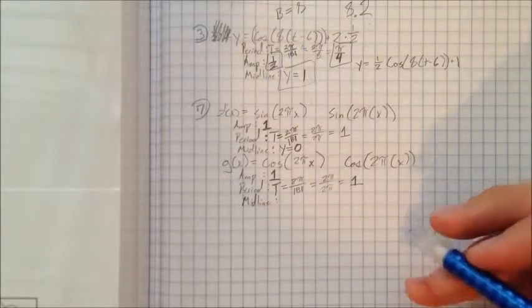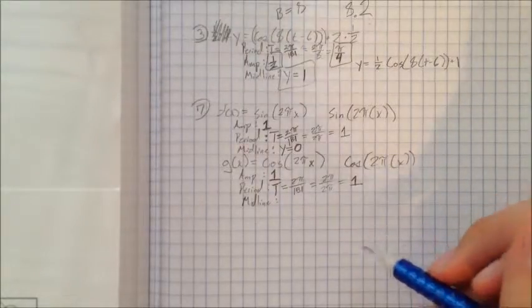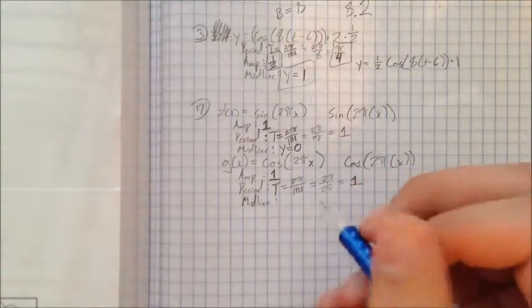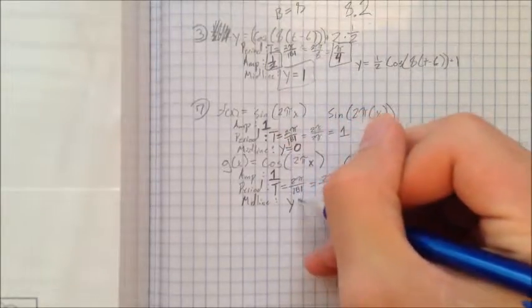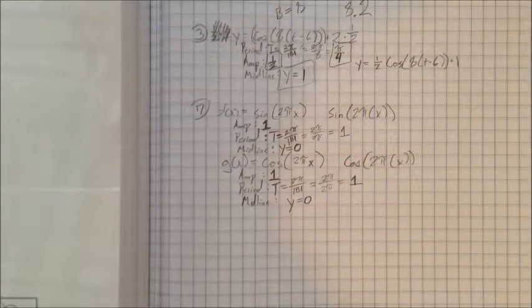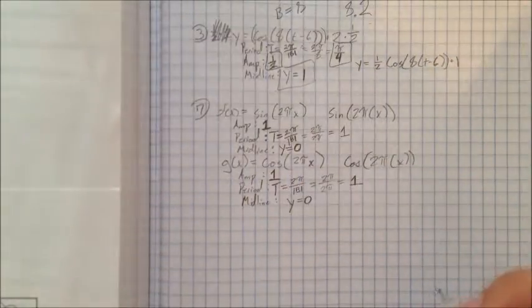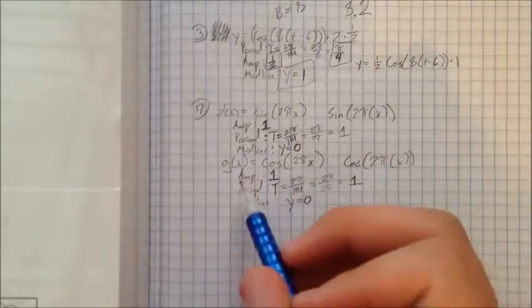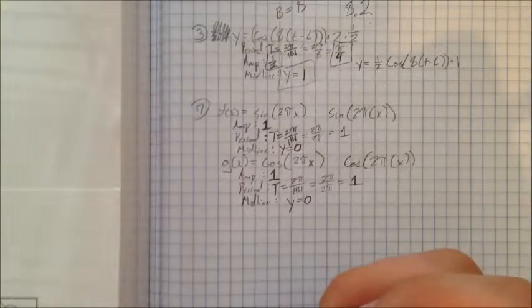And then our midline, we are not shifting up or down any units, nor are we being compressed or stretched vertically. So our midline is the midline of a natural cos function, and it is y equals 0. So let me check the answer sheet and see how this compares. This says both f and g have periods of 1, which they both have. They both have amplitudes of 1. Yes and yes. And they both have midlines at y equals 0.